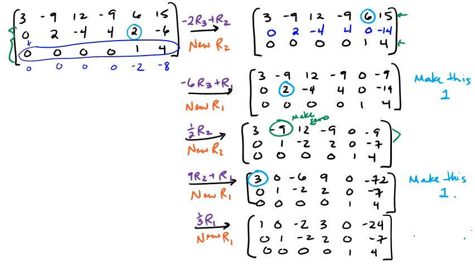This is reduced row echelon form. If you notice, our pivots are 1, and everything above and below our pivots is 0. This is the backward phase of getting our matrix into reduced row echelon form.